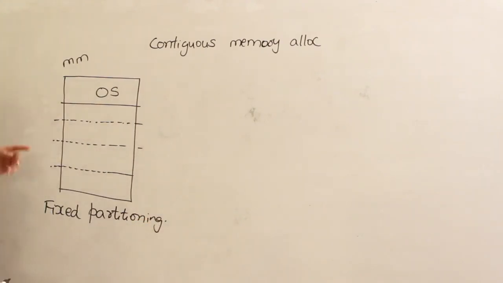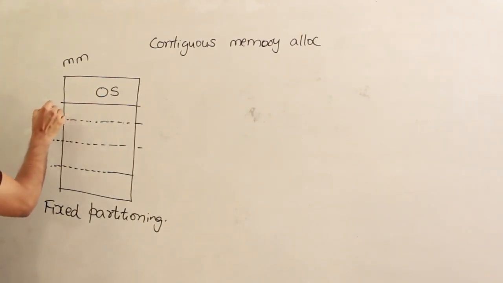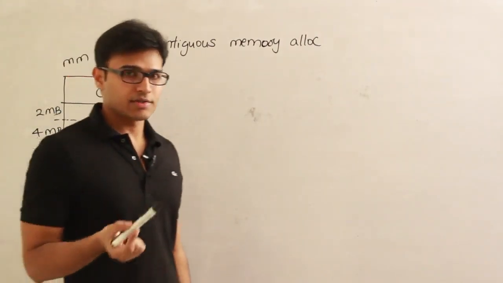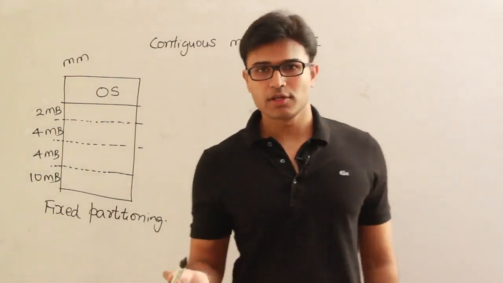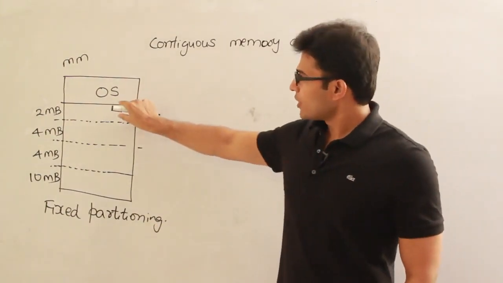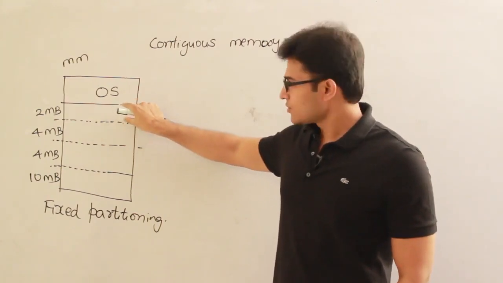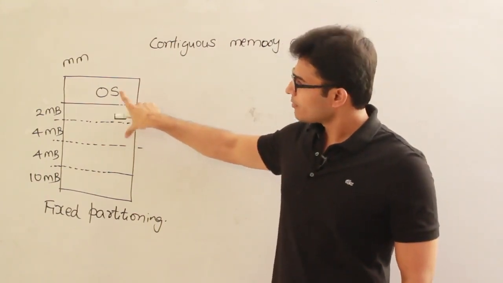Fixed partitioning means the memory is divided into partitions. Let us assume the memory is divided like this, and the size of this partition is, let us say, 2 MB, this is 4 MB, 4 MB, and let us say 10 MB, something like this. All the partitions can be of equal sizes or different sizes. Whenever we want to load and run a process, we load it in only one particular partition, and the process is not supposed to span over many partitions.